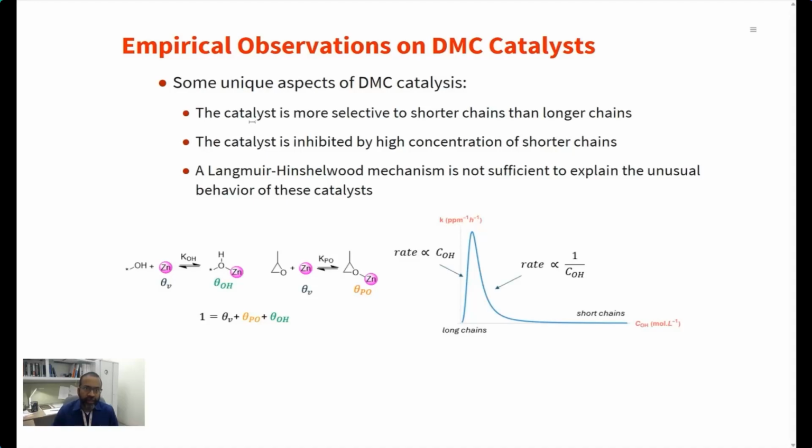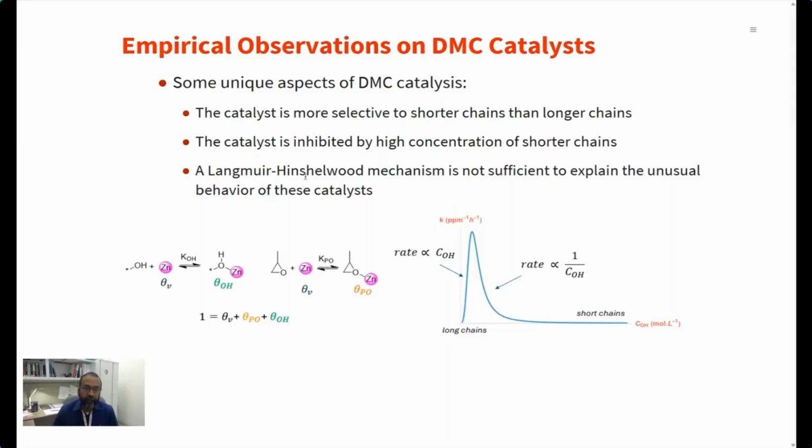One is that the catalysis is selective for shorter chains than longer chains. And so in all of the previous examples that I showed, the assumption was that the propagation rate constant was independent of chain length. That's no longer the case for this kind of catalysis. The catalyst is inhibited by high concentrations of shorter chains. And we found that a classical Langmuir-Hinshelwood mechanism is insufficient to explain the unusual behavior of the catalyst.